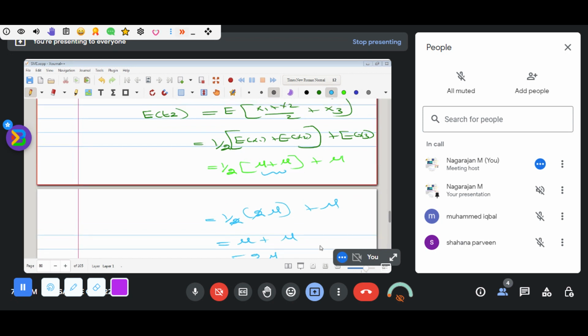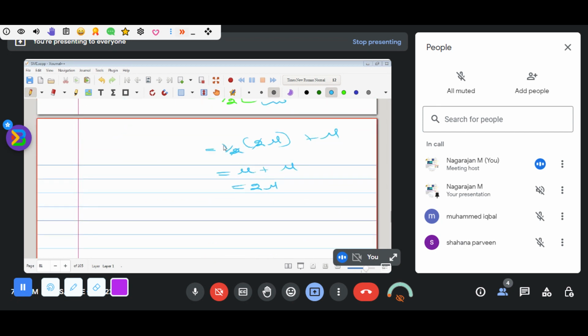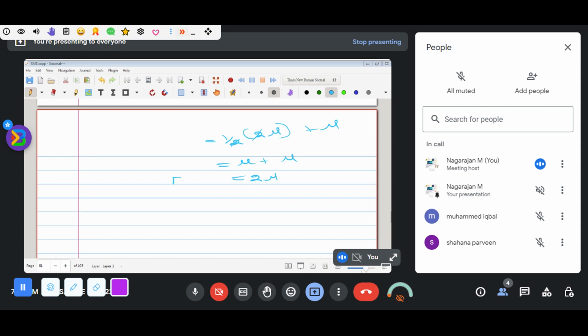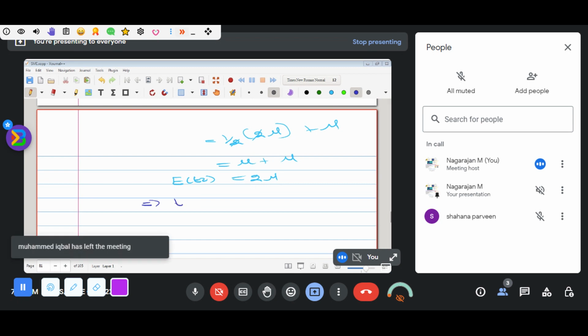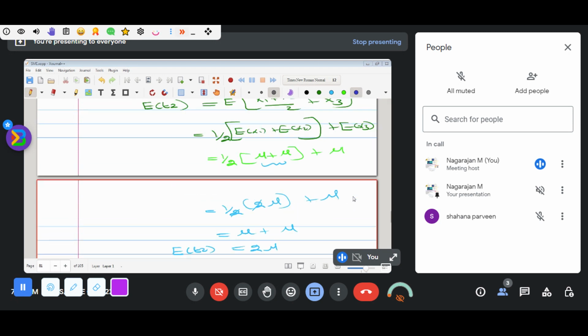As per the definition, for T2 to be an unbiased estimator, you would need to show that E of T2 equals mu only, but the result we found is E of T2 equals 2 mu. Therefore, T2 is not an unbiased estimator, meaning it is a biased estimator. This is the second part of the proof.